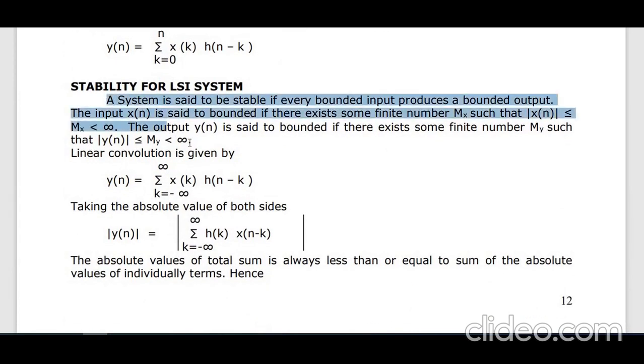In this, what can you write? I can write that a system is said to be stable if every bounded input produces a bounded output. So BIBO, bounded input, bounded output. In such a scenario, we can say that the system is said to be a stable system.